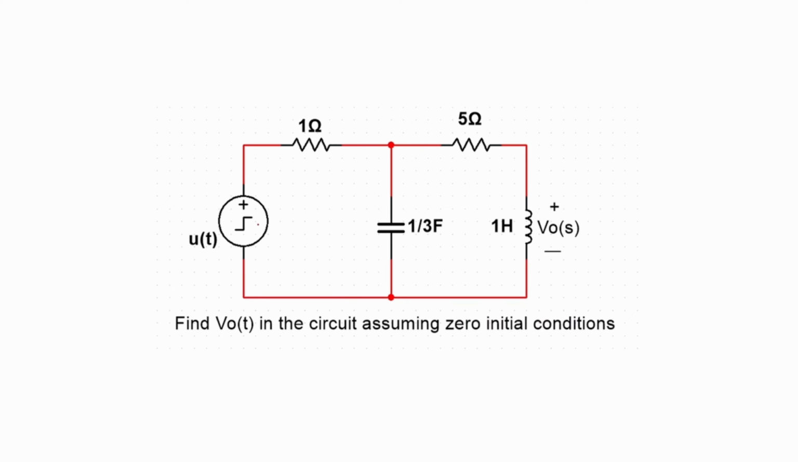Straight to work. Our first question goes this way: find V0 of t in the circuit, assuming zero initial conditions. This is a very important thing to note. There are zero initial conditions. So I'll explain when we solve.